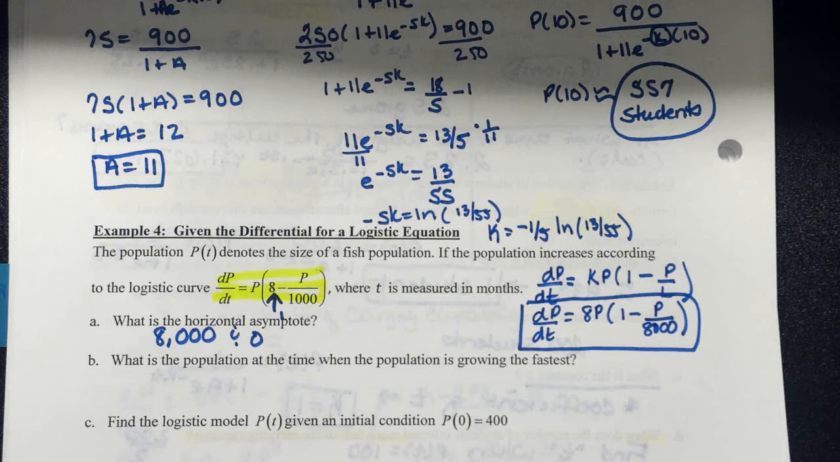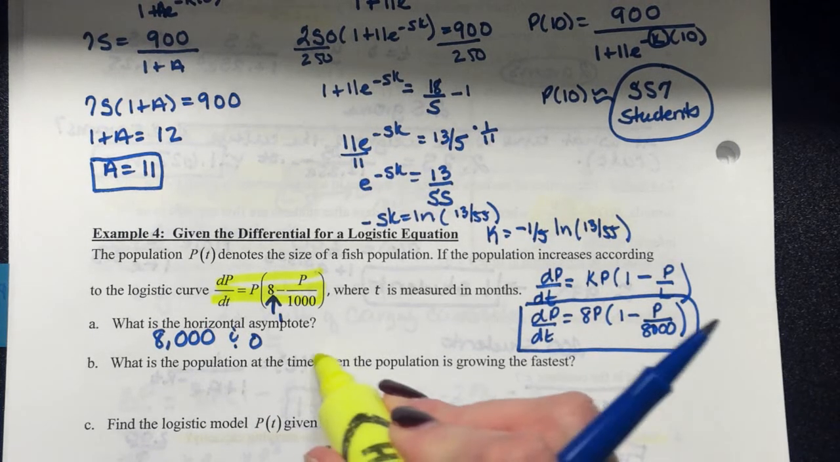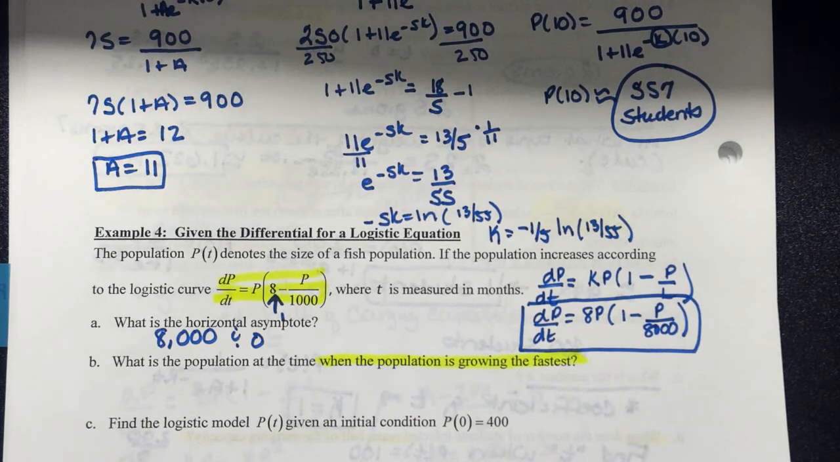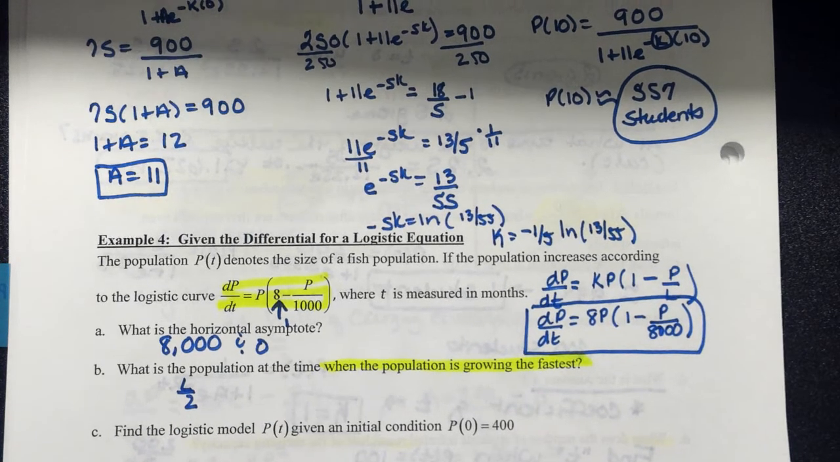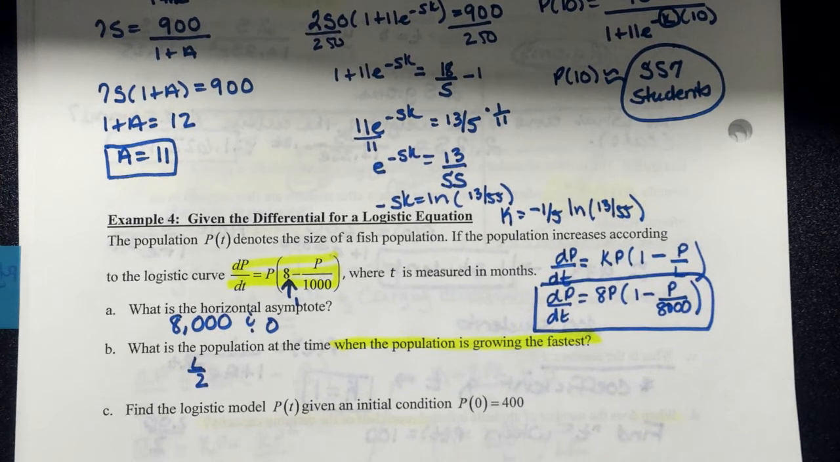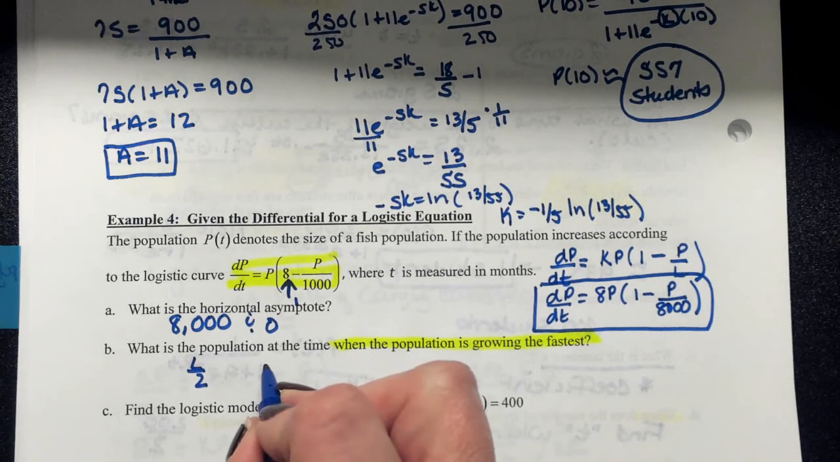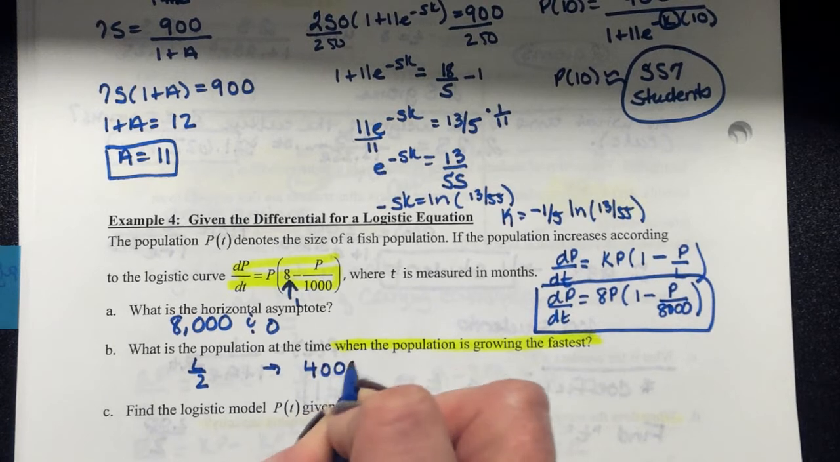What is the population at the time when the population is growing the fastest? Well, it's growing the fastest at L over 2, so at half your carrying capacity. My carrying capacity is 8,000, so I know it's going to be 4,000.